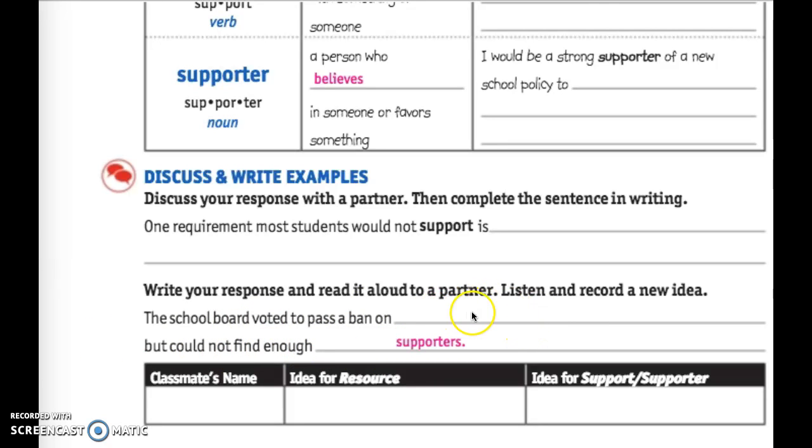So what would be an adjective, right? Something that would describe what the school board might vote on. Something like junk food. Junk would be the adjective. What kind of food? All right. So what would fit into this blank here that nobody would really support very well? Maybe they passed a ban on junk food in schools, or maybe they passed a ban on using technology in the classroom. But I want you to come up with your own idea here that the school board would pass, but they wouldn't find very many supporters.